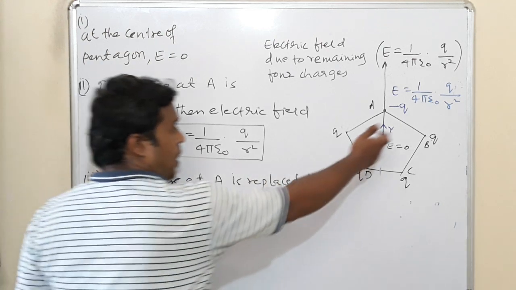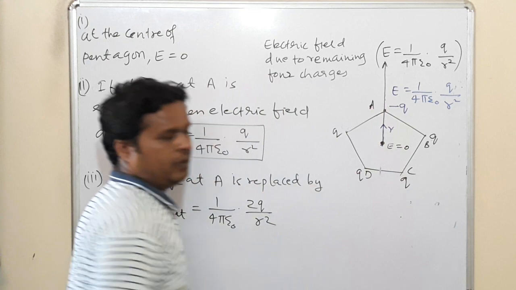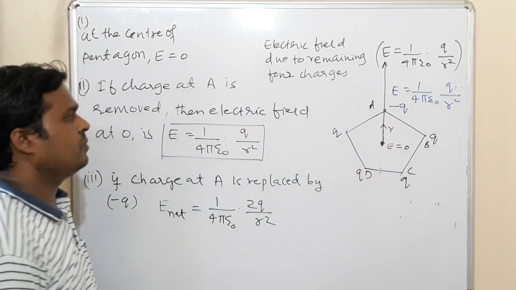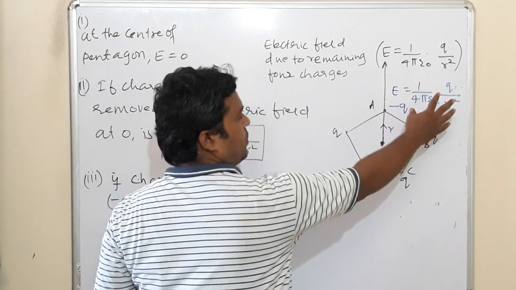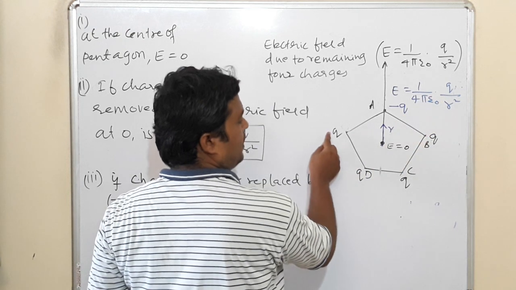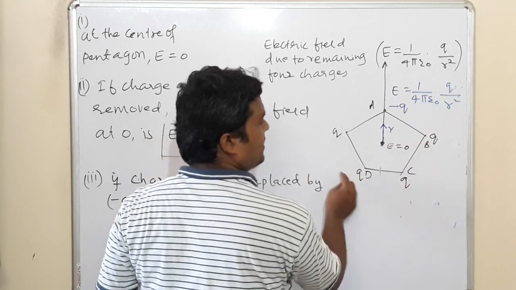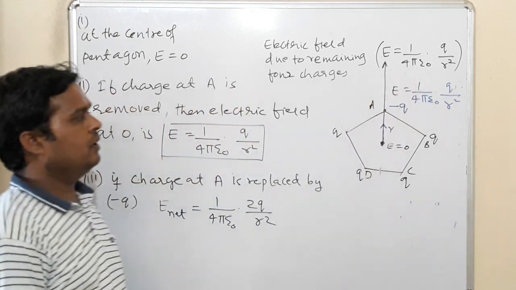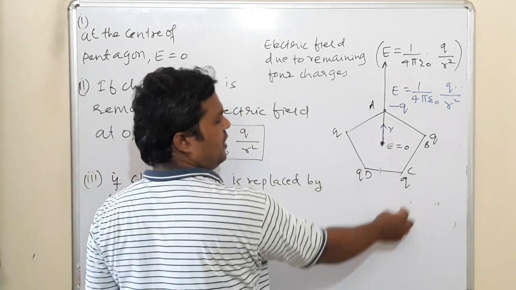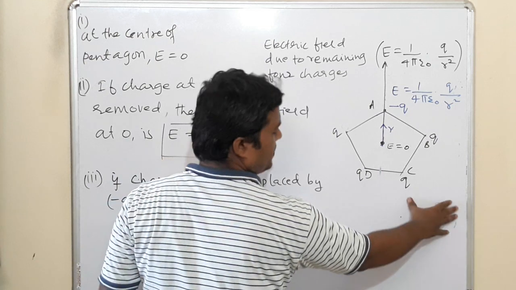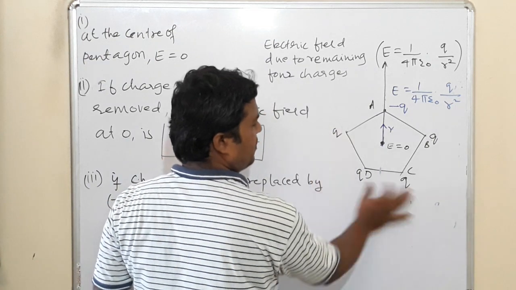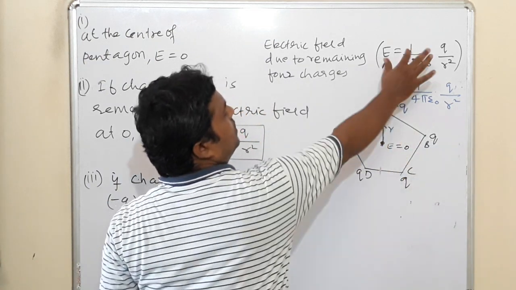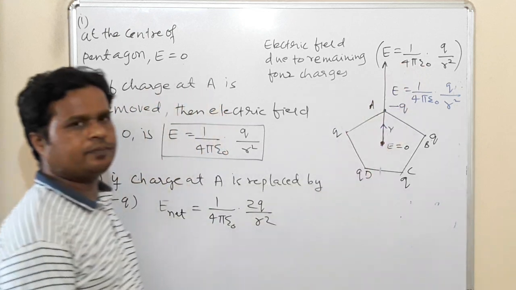In the presence of all the 5 charges, net electric field at the center is 0. If one charge is removed, then electric field due to these 4 charges will be equal to the electric field of the removed charge. Electric field of removed charge will be 1 by 4 pi epsilon naught q by r square in this direction. Then electric field due to all these charges must be equal to the electric field of the removed charge.